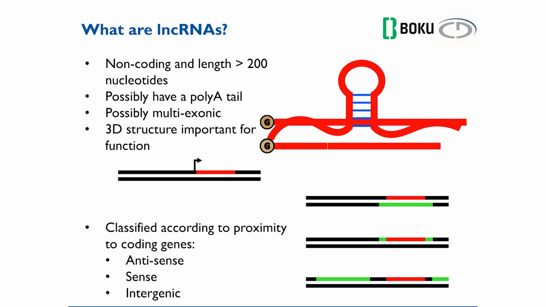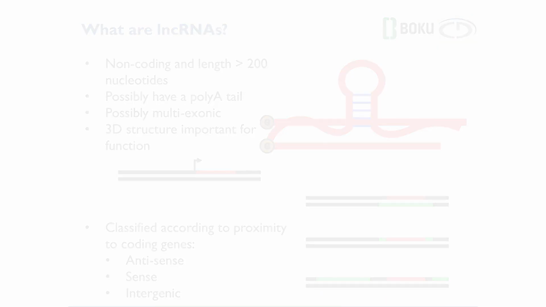Their 3D structure is often important and defines their function. Typically, they are classified by their proximity to the nearest protein-coding gene, in which case they might be antisense, where they're on the opposite strand to their nearest coding gene. There might be sense, where they are fully contained within different genes, or they might be intergenic, where they are outside of the other genes.